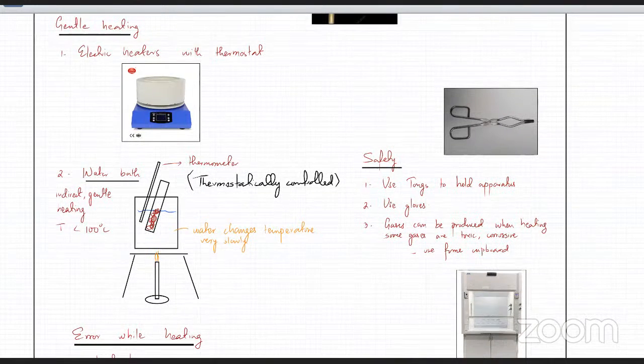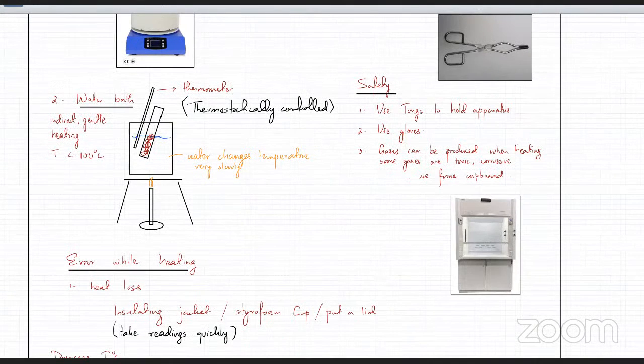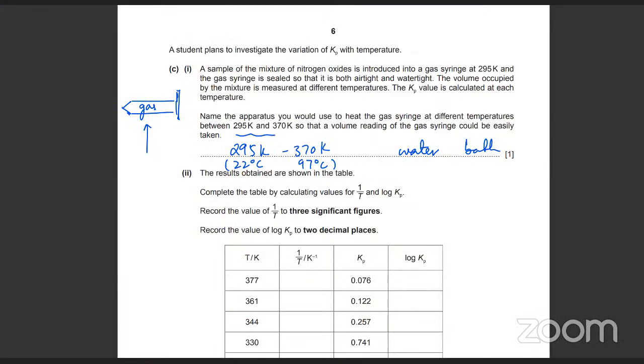Yes, sir. So the water bath is going to be thermostatically controlled. Always write this: the water bath is thermostatically controlled.